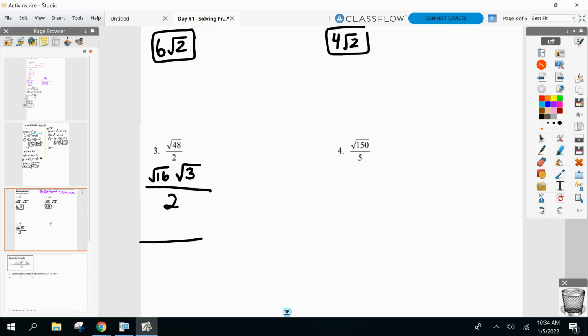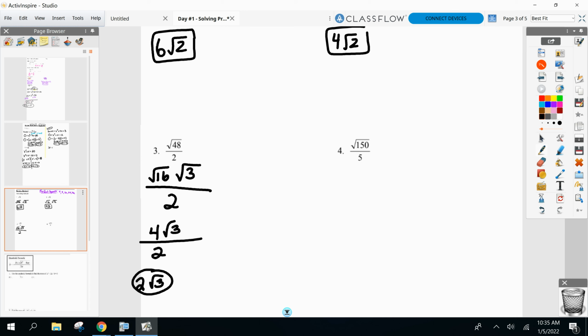What's that top going to look like? 4 radical 3 over 2. And this is why I'm doing these problems with you. You can go one more step. It's not simplified yet. What do you think you can do, without even me trying to push you somewhere? Divide 4 and 2. So my final simplified answer here would be 2 radical 3. There's my final simplified answer.